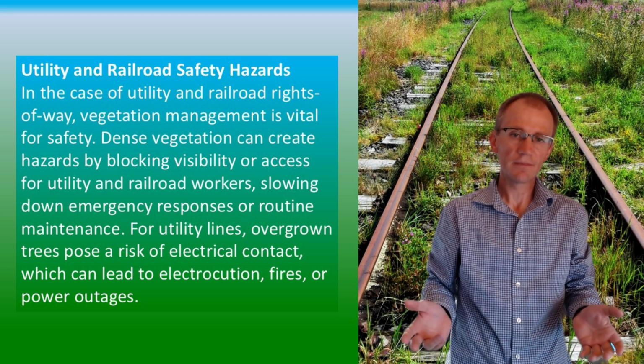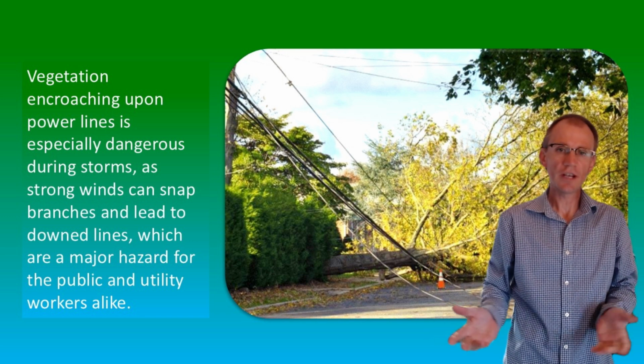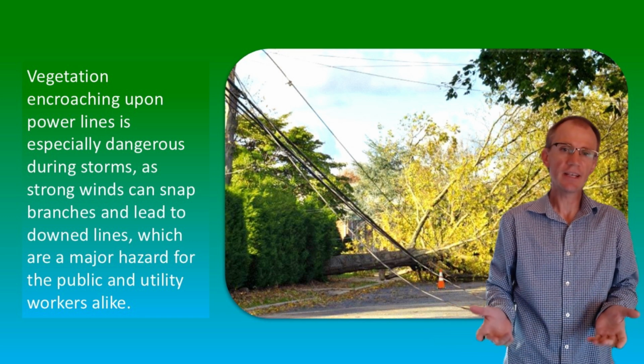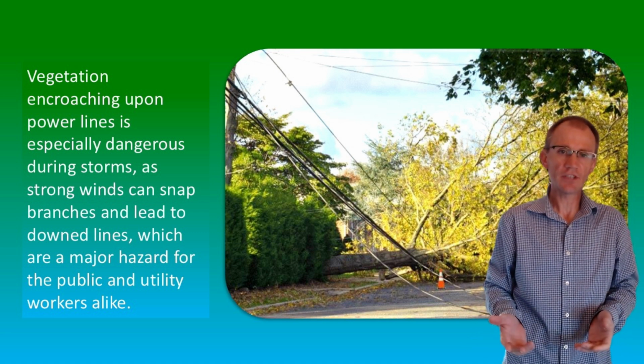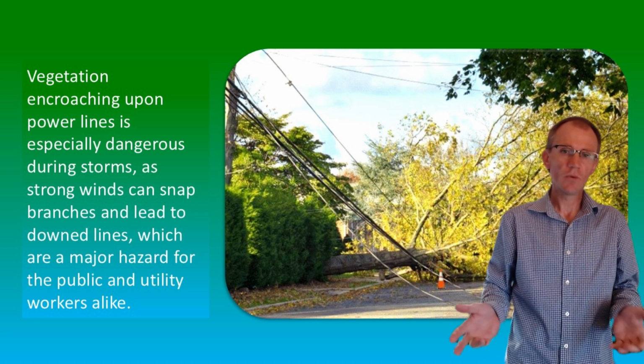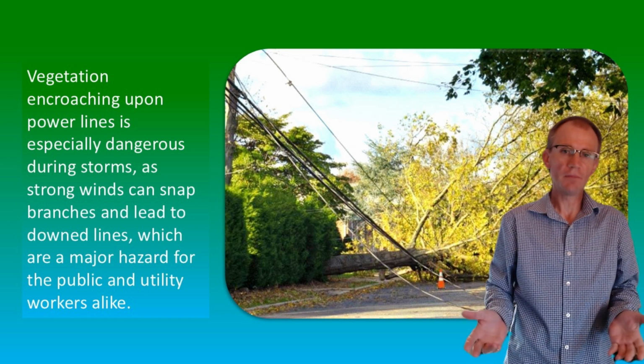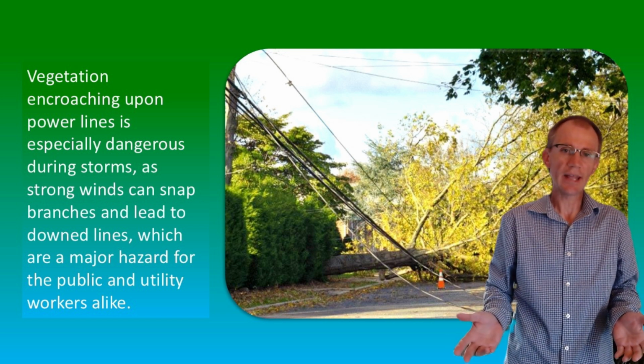power outages. Vegetation encroaching upon power lines is especially dangerous during storms, as strong winds can snap branches and lead to downed lines, which are a major hazard for the public and utility workers alike.